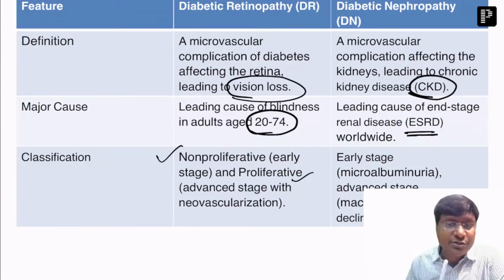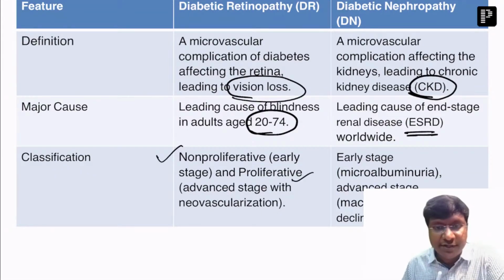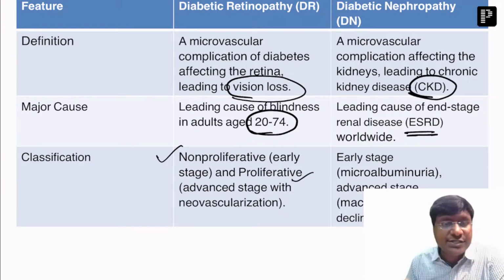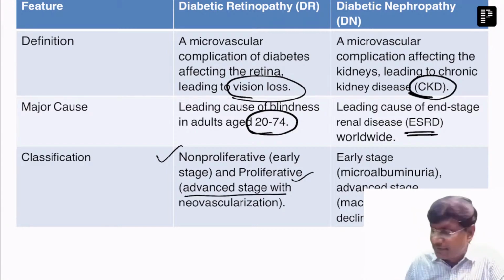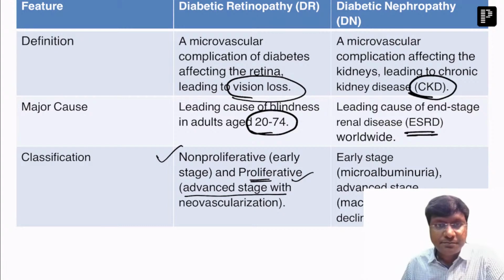Which is the early stage of diabetic retinopathy? That is non-proliferative. What is the advanced stage of diabetic retinopathy? The advanced stage will be proliferative diabetic retinopathy, right? Whereas you take diabetic nephropathy.